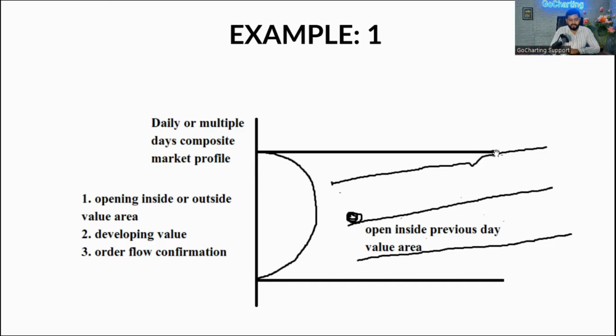So what will be your first target? First target will be this VWAP, so the current day value area low, and then the next target will be the previous day value area low. Okay. So this is how you are going to take the trade.